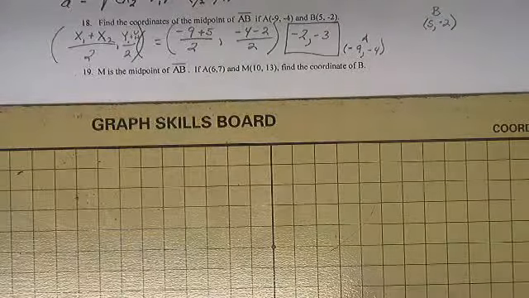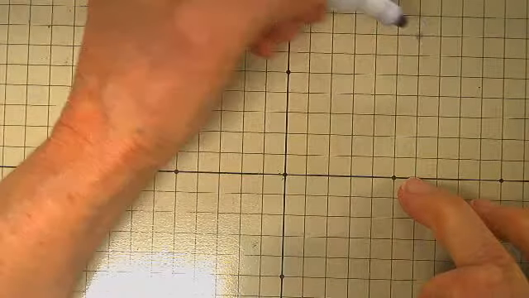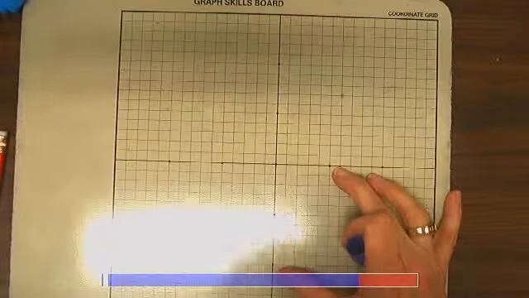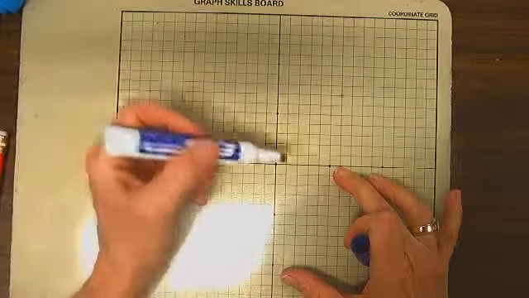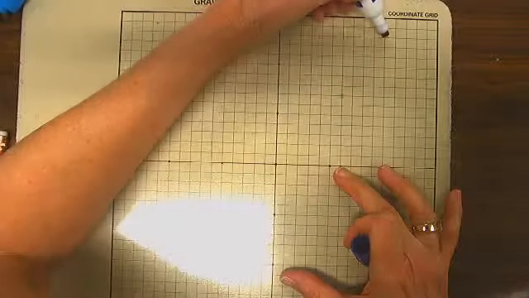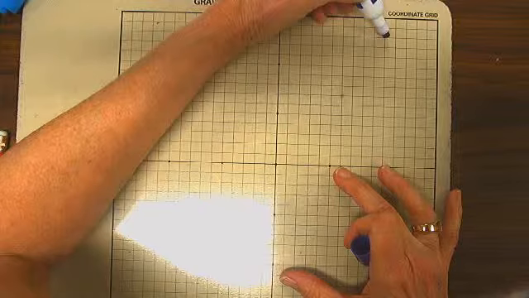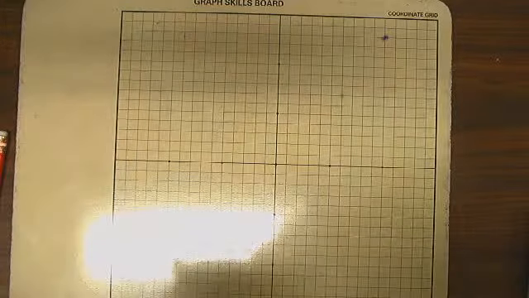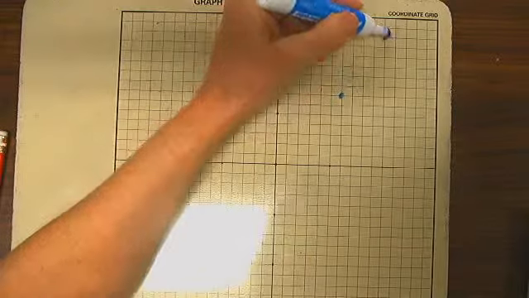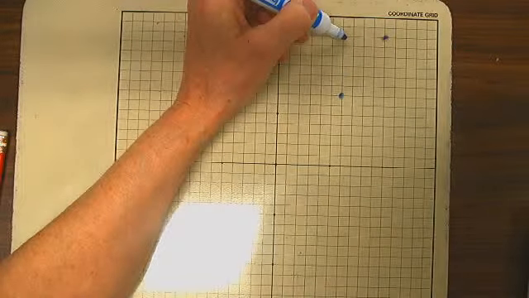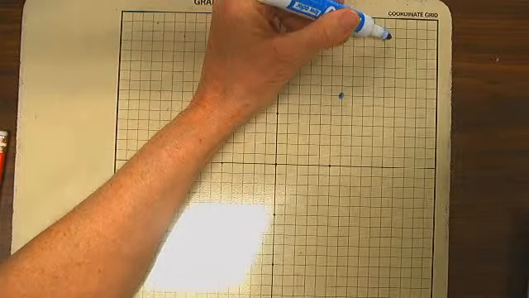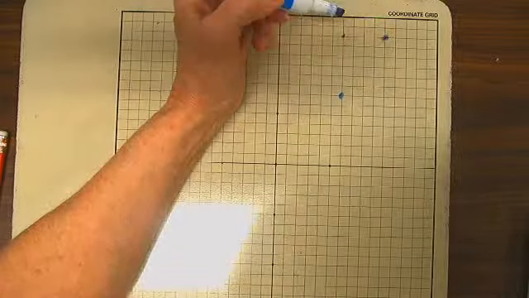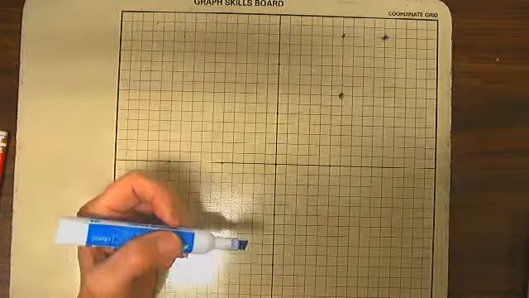A is (6, 7), and M is (10, 13). Find the coordinate of B. Well, there's several ways to do this one. From here to here is up 6 and over 4. So we could just go up 6 and over 4 again, and that would do it. Although there are ways to make a mistake with that.